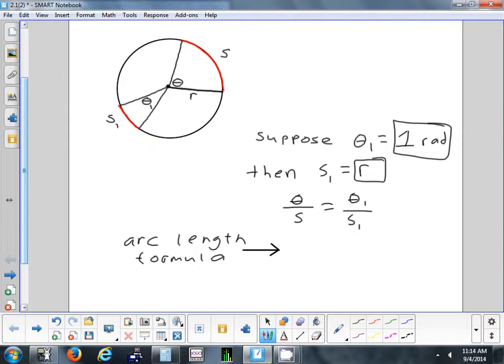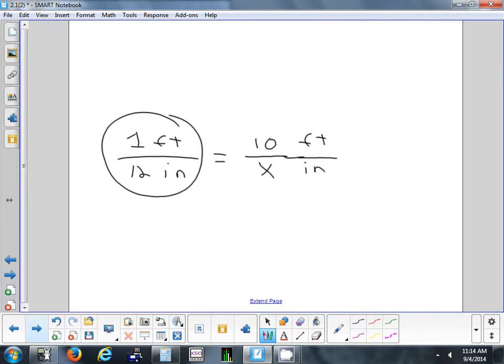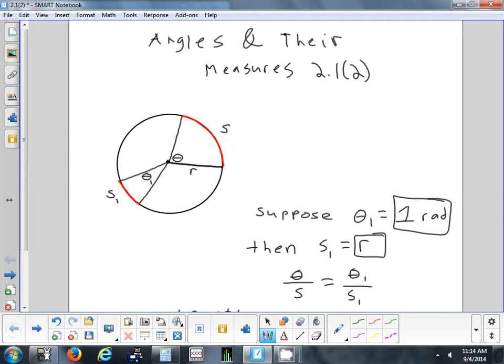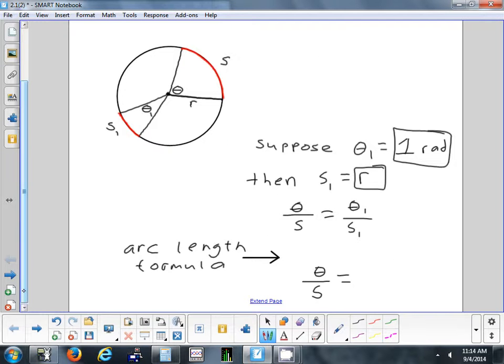So theta we don't know. Just leave it as theta. S, we don't know that either. So leave it as S. This is the unknown side of my proportion. It's kind of like this side, before you fill anything in. It's the side you don't know. All right. And now we're going to fill in the side that we do know.